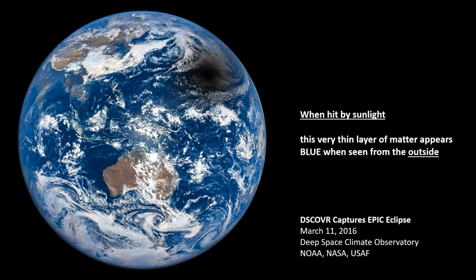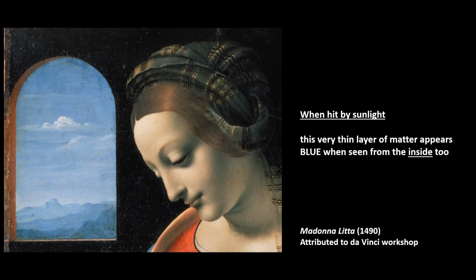And so the atmosphere is also blue when it's seen from the inside, when we are on the planet and look at the sky during the day. In Belgium it's often gray, but it's often blue. So it's blue from the inside and it's blue from the outside. This picture is a detail from a painting from Da Vinci's workshop.